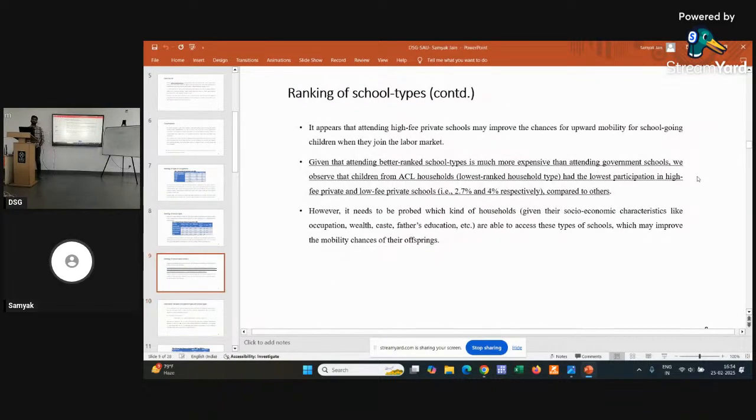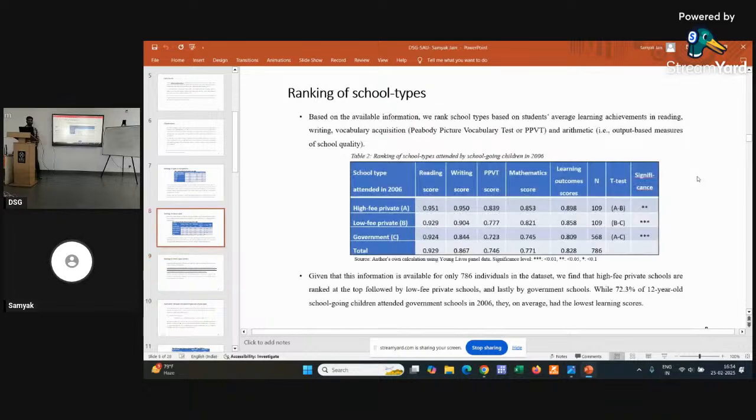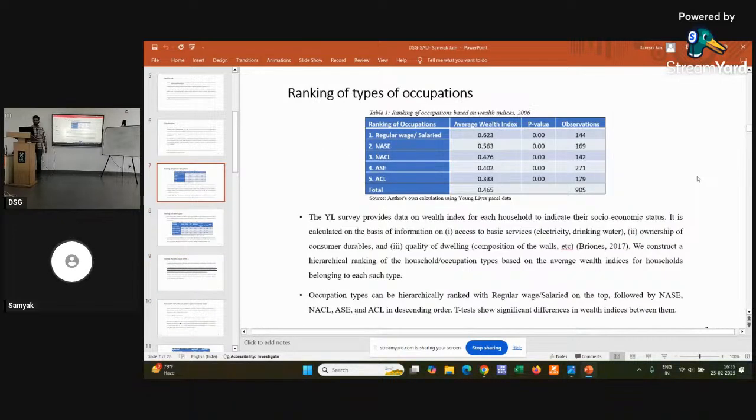But then the question arises, who are able to access these kinds of schools? Is any child, or a child belonging to the lowest socioeconomic status, that is ACL, able to access high-fee private school? What are your thoughts? Yes, no, maybe.